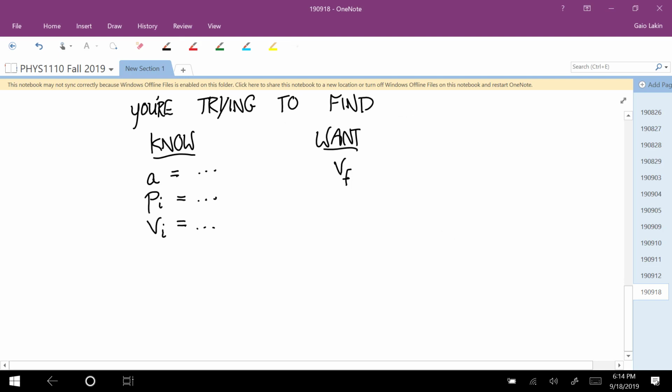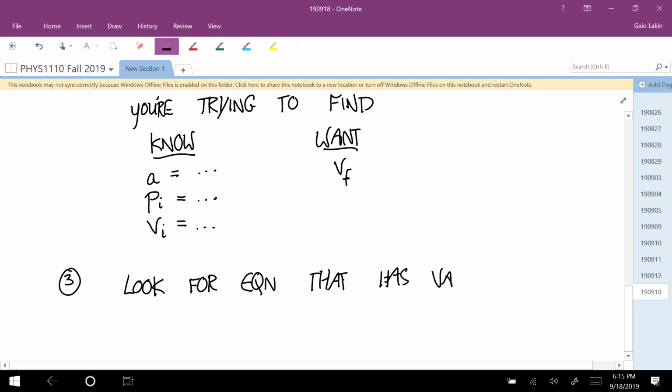Once you've figured that out, you can look for an equation that's going to work with these. So what does it mean for an equation to work? You're looking for an equation that has the variable you want, and all the other variables are known.